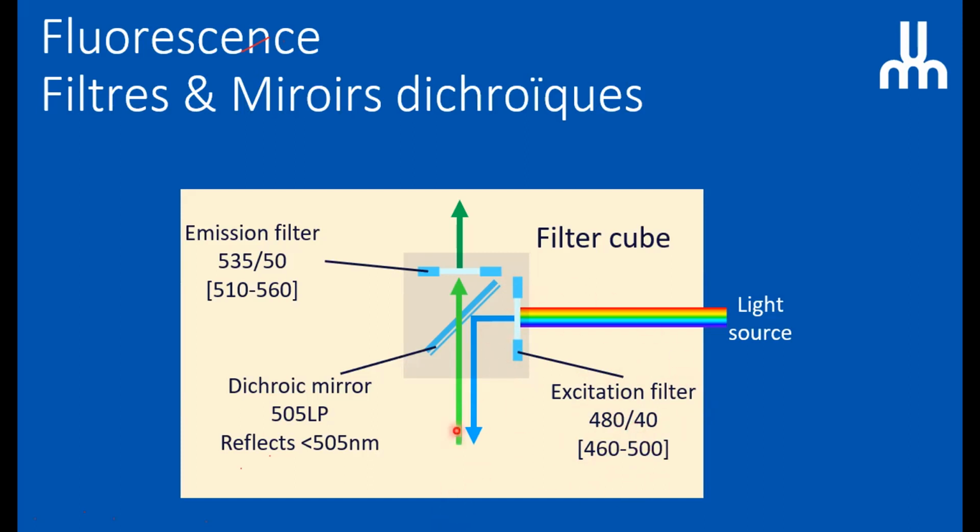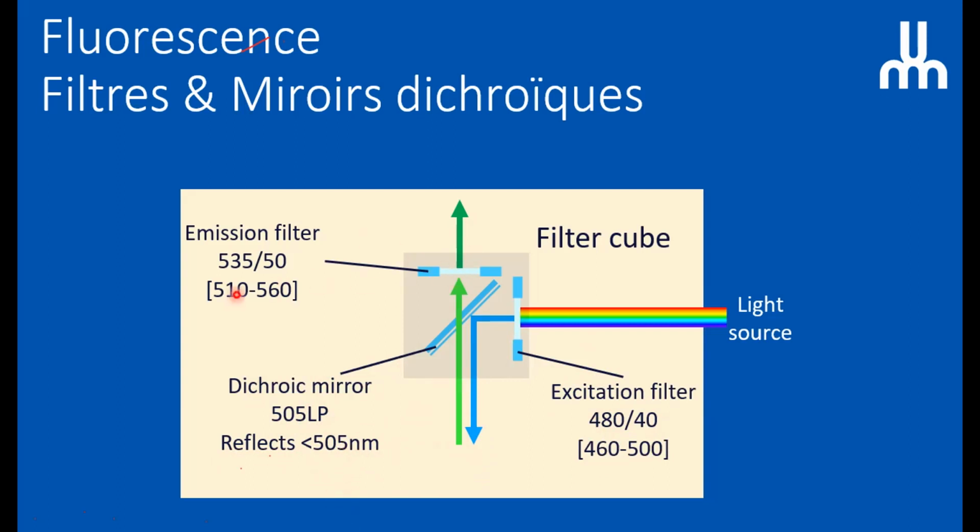Then it goes down, the sample emits some light, and then you have this thing called a dichroic mirror. It's usually written with a number, which is the main wavelength, and long pass, meaning it's going to let any wavelength higher than this number go through, and it's going to reflect all the light that is lower than that. So this is what I've written. All the light that is lower than 505 is going to be reflected, such as this light. All the light that is higher than 505 is going to go through. There is usually a 10 nanometer window where you have a bit of both.